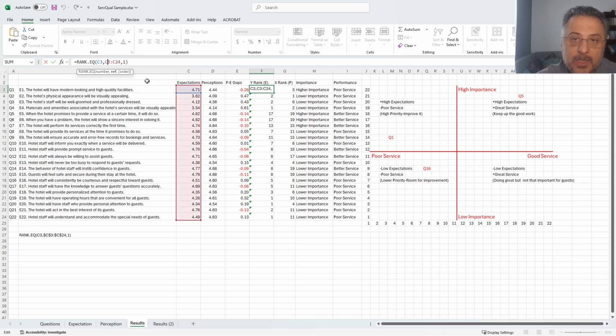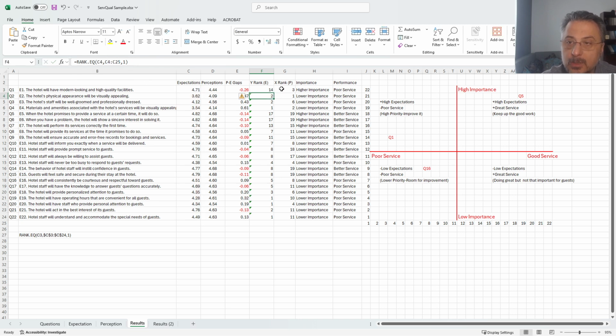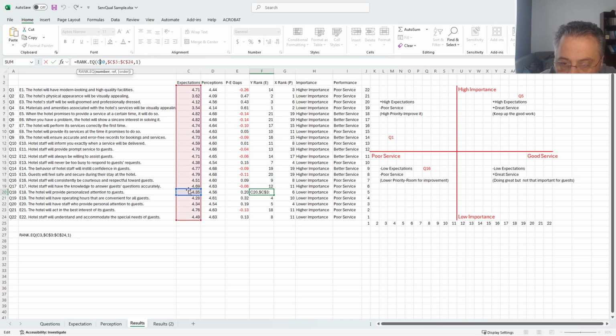So what we do here, we go to C3, C4, hit F4, okay? Come here, hit F4. Now we are telling Excel, don't change the C3 to C24 for our ranking. Now if you do this and look at, for example, this value, it is still under C3 to C24.